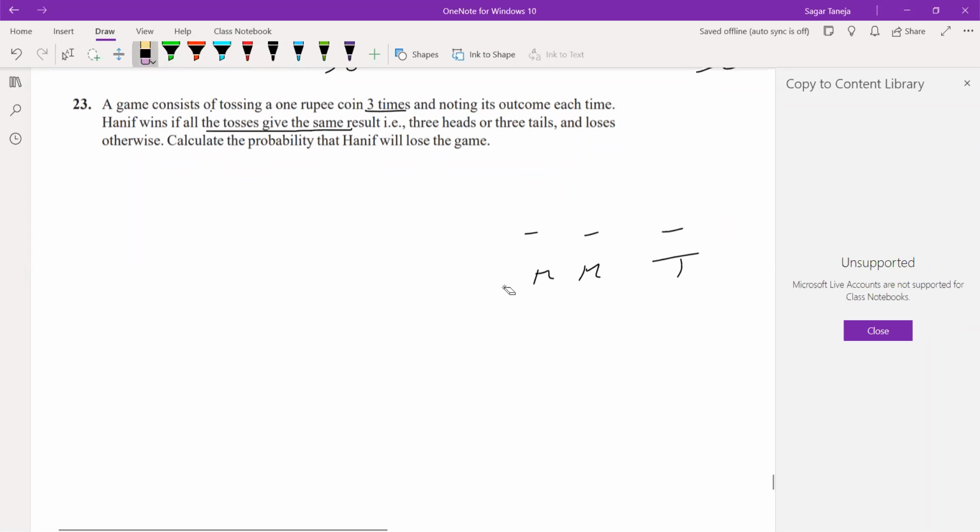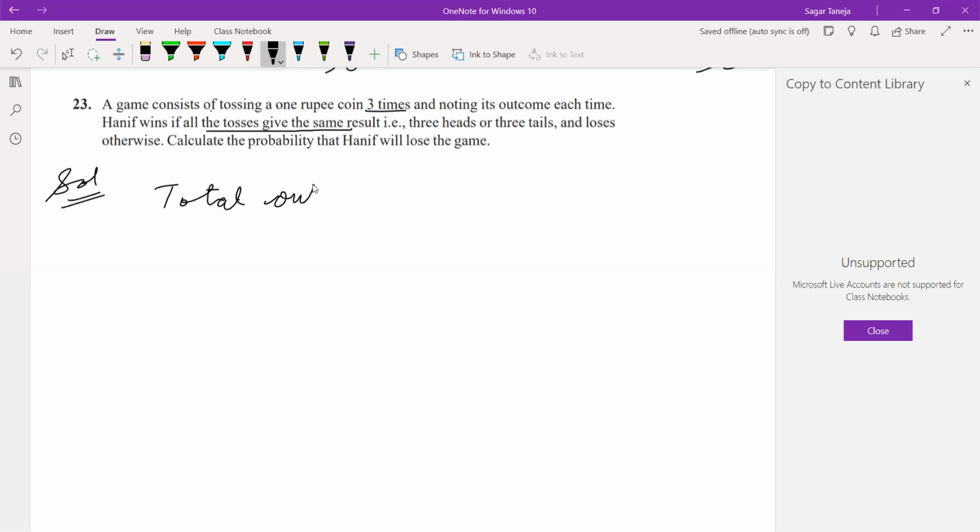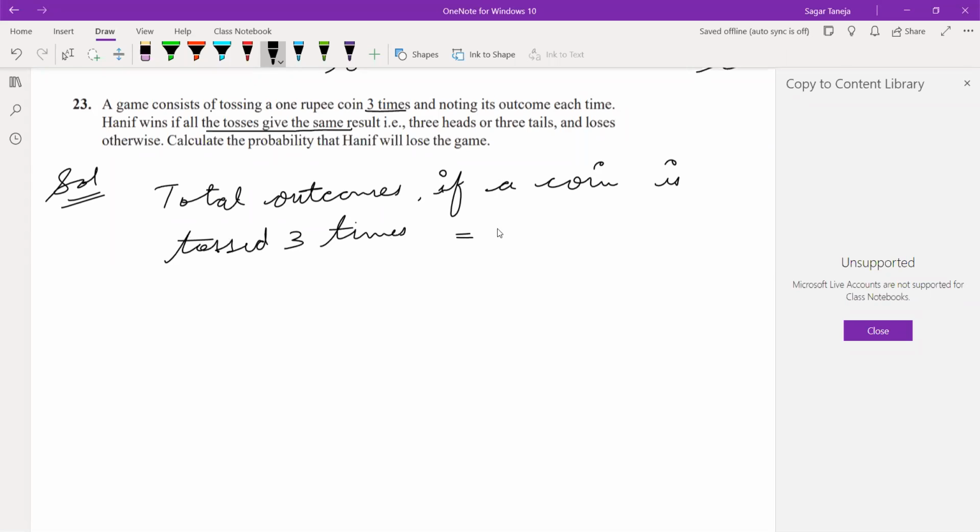Yes. So let us write how many outcomes will be there. The way in the previous question, it was 36 outcomes. And here in this way, here also there will be 8 outcomes in total. Total outcomes if a coin is tossed 3 times are 8.